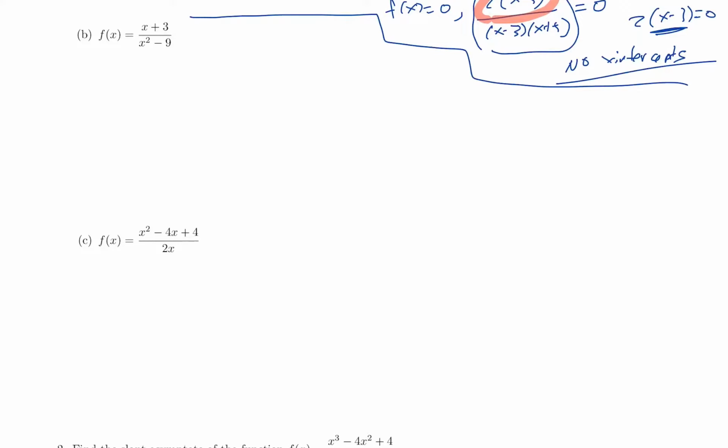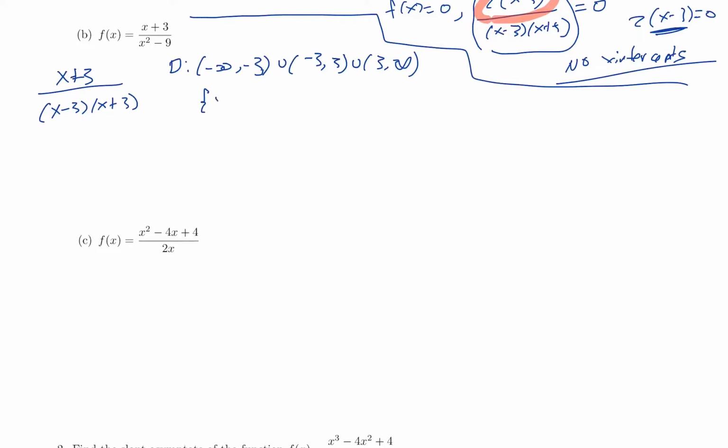So first, again, try to simplify if possible, as in factor first always. So the bottom can factor as this. So what is domain? We have to exclude 3 and negative 3. So domain is negative infinity to negative 3, union negative 3 to 3, union 3 to infinity. And set builder notation is x such that x cannot equal negative 3 and positive 3. So we always find the domain first.